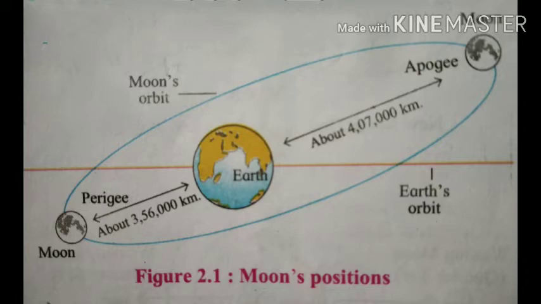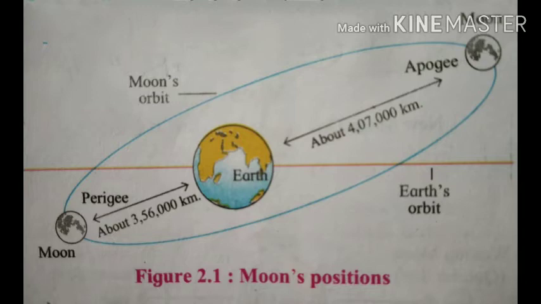So, the distance of the moon from the earth is not the same everywhere along its orbit while revolving. When it is very close to the earth, it is said to be in perigee, and when it is far away, the position is called apogee. Now we will see this from figure 2.1, the moon's position.